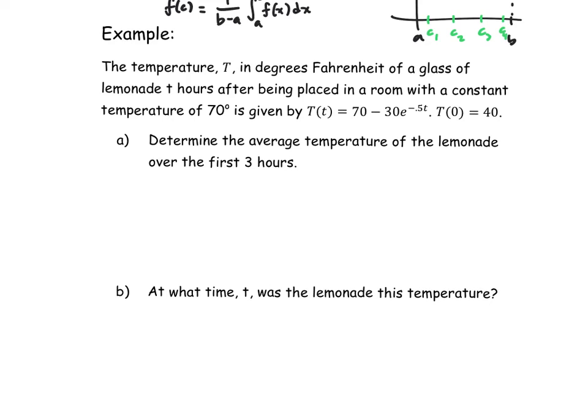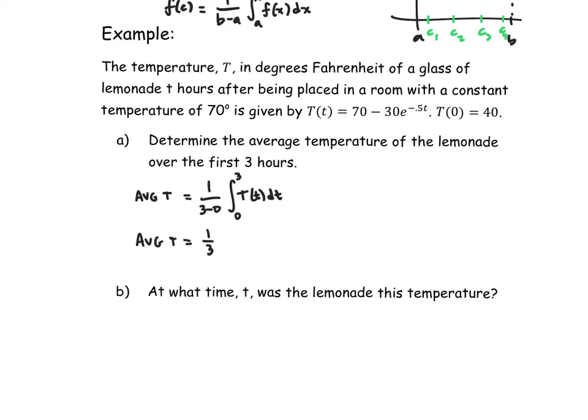Okay, so let's determine the average temperature. How would we do that? Well, based on our formula for average value, I would take 1 over the interval of time, which is hour 3 minus hour 0, times the integral from 0 to 3 of T of t dt. Lots of t's going on there. This is going to be our average temperature on that interval. Okay, now clearly we would need a calculator for this. Actually, let's see if we can dig through it.